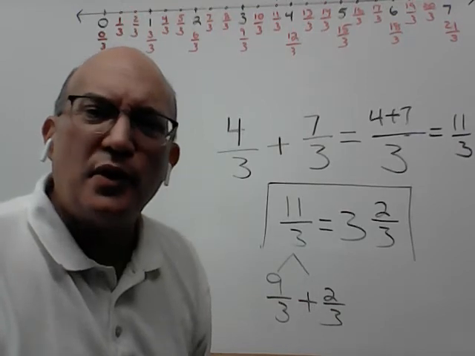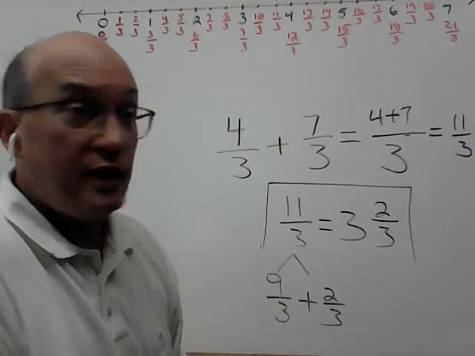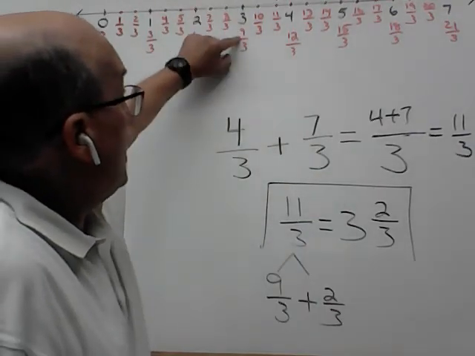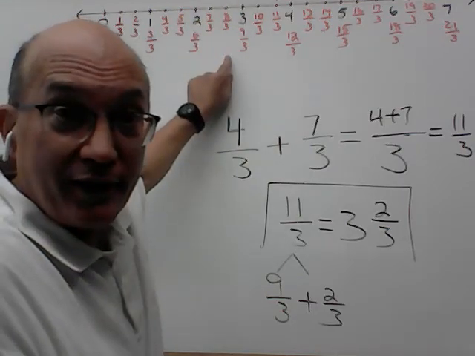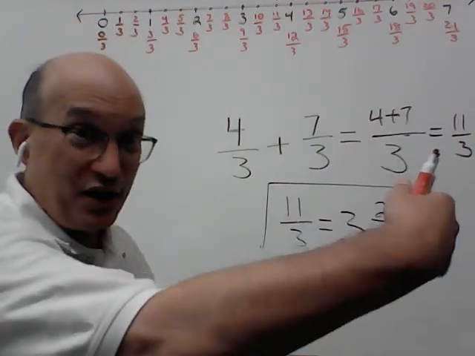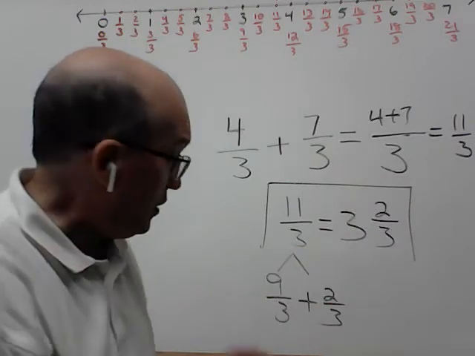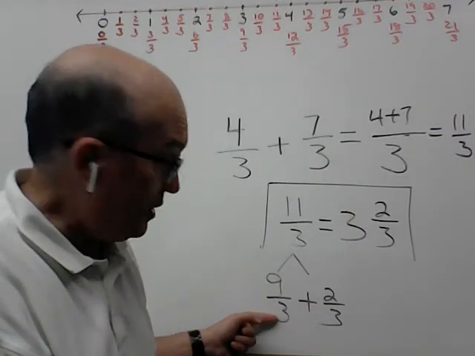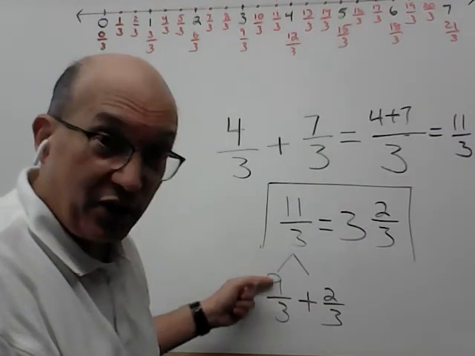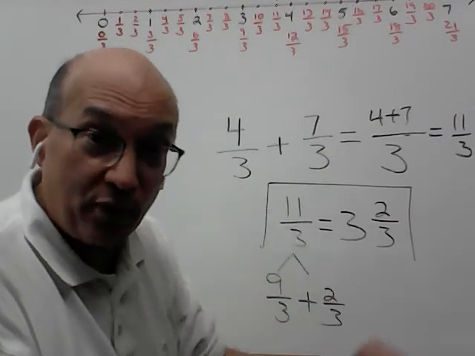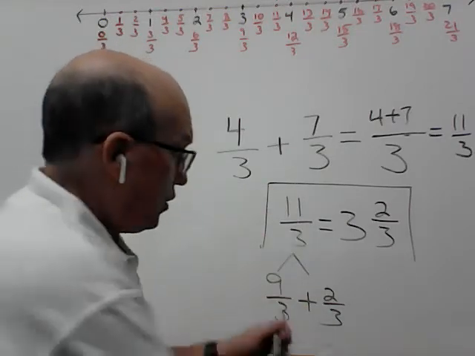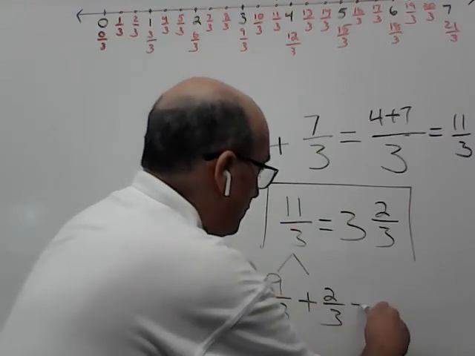And how do you know that abstractly? Well, concretely, you can know that 3 is 9 thirds by just looking at the number line. Remember before I said you can think of the fraction as a division, however, 9 divided by 3 is 3. And so this fraction right here, 9 thirds, is the whole number 3, plus 2 thirds. So let me write this, 3 plus 2 thirds.